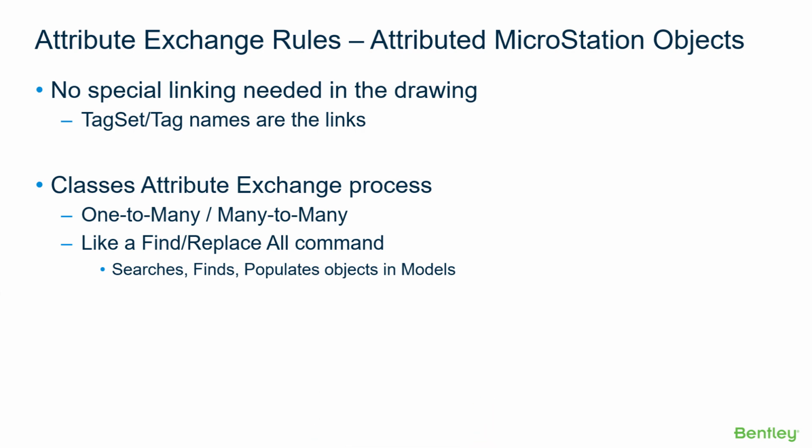When a matching tag set is found, it finds the tags in the tag set that match the class attributes, then replaces the value of the tags with the ProjectWise property data. This is repeated until all MicroStation title blocks have been processed. If there were 20 models in the drawing with the same matching tag set in all 20 models, they would be updated with the exact same data.